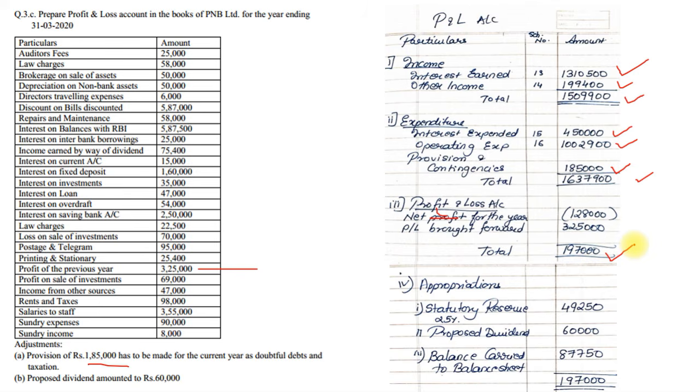Okay, the total. Now from that amount, we have some appropriation that we need to do. By default, 25% will get transferred to statutory reserve. So 25% of 1,97,000, which comes to 49,250, will get transferred to statutory reserve. Second, we have a proposed dividend of 60,000. So 1,97,000 minus 49,250 minus 60,000, 87,750 is the balance which will be carried forward to the balance sheet. So the total will be the same, 1,97,000.